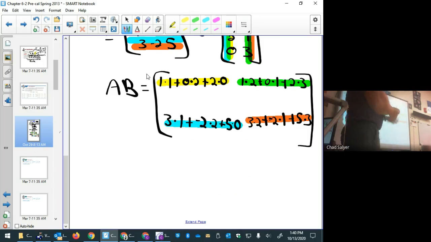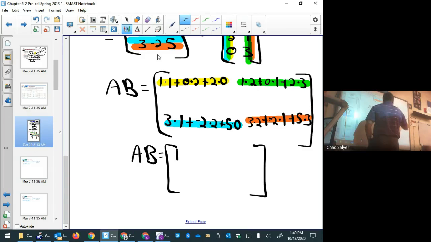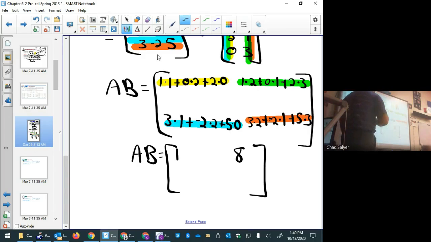This is the result. We, of course, have to simplify, but the job is basically done at this point. The potential for error really is only high in those first few steps. So 1 times 1 is 1, and then plus 0 is still 1. 1 times 2 is 2, plus 0 plus 6 is 8. And then 3 times 1 is 3, plus a negative 4 is negative 1, plus 0 is still negative 1. 3 times 2 is 6, plus negative 2 is 4, plus 15 is 19. So there's our product matrix.